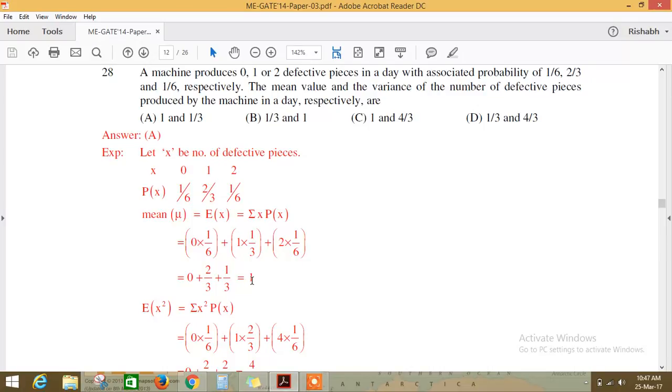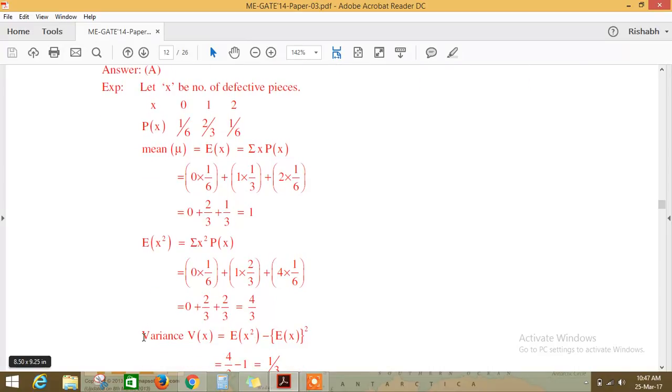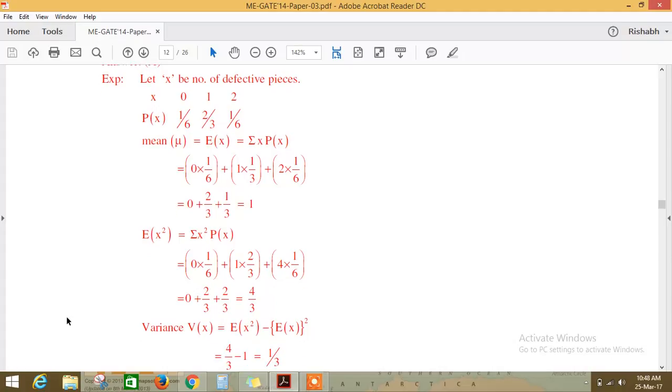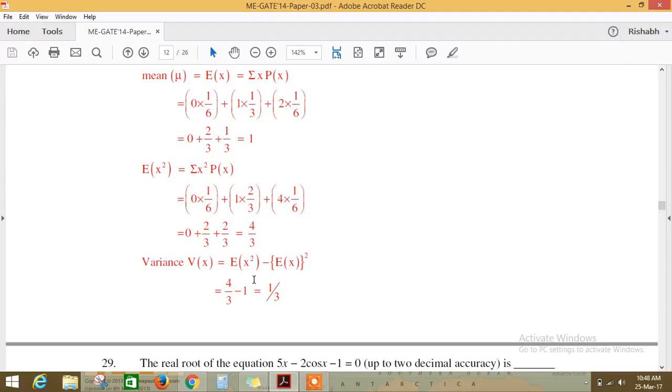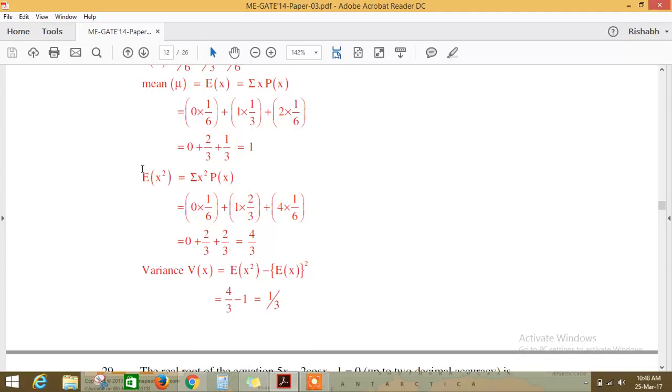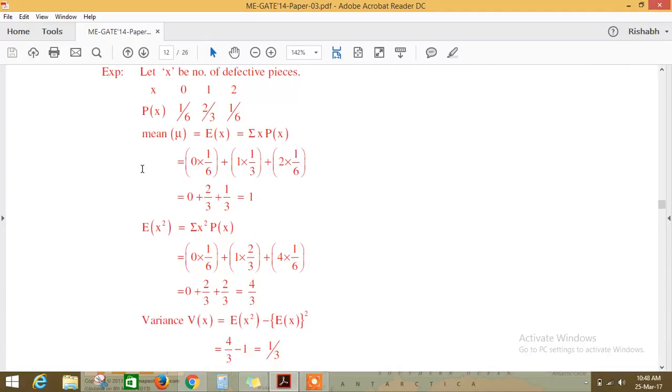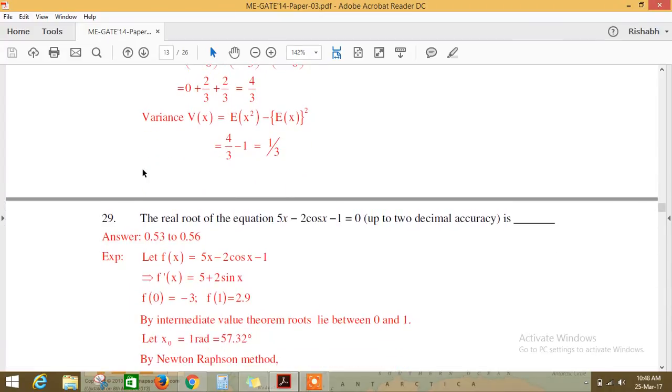Now what is the variance actually? We know the variance is E of x square minus the mean whole square. So you have to find out E of x square, which we have calculated here, which will be 4 by 3, and after substituting the value you will easily get 1 by 3. If you remember the formula, you will be able to solve. There are no tricks behind this question. So let's see the next question.